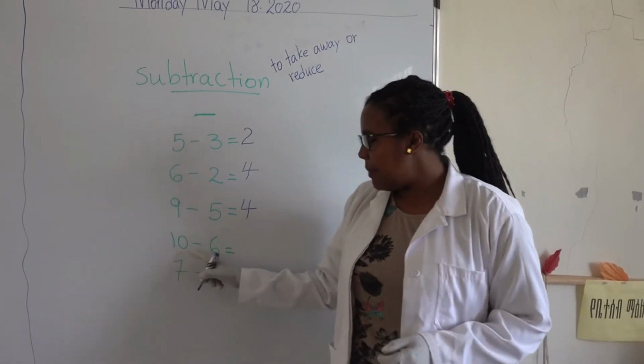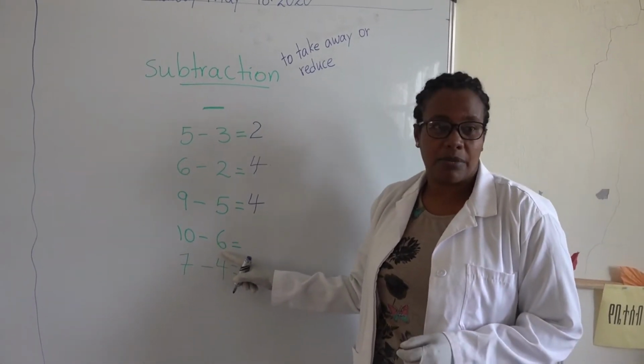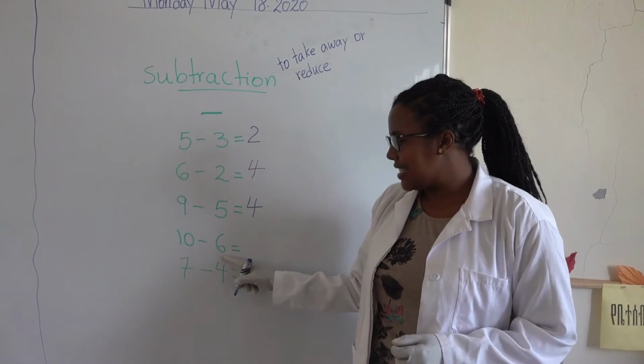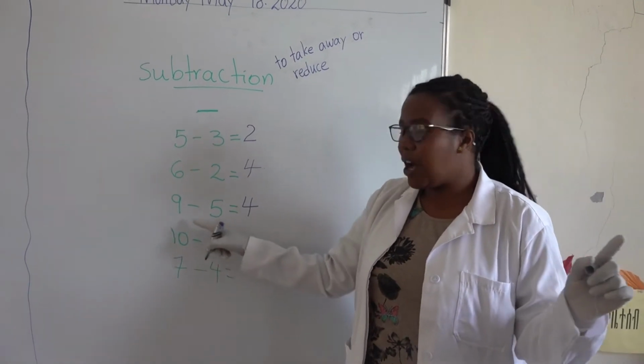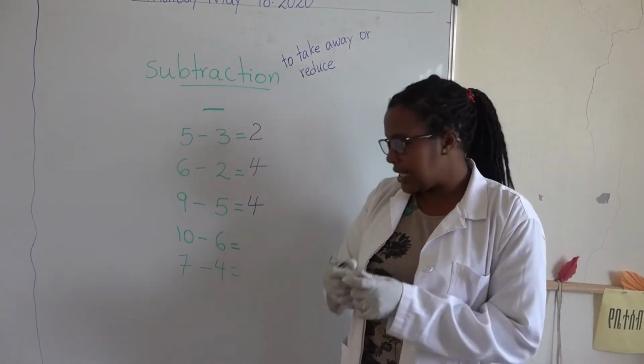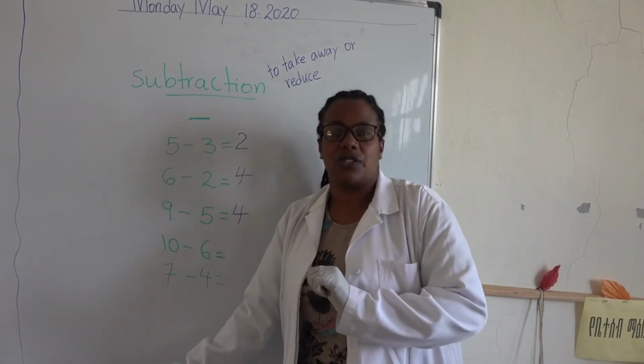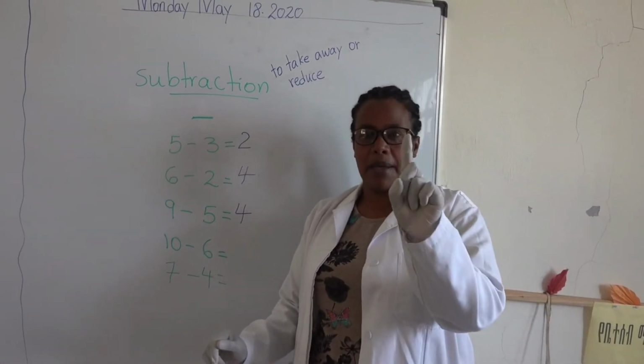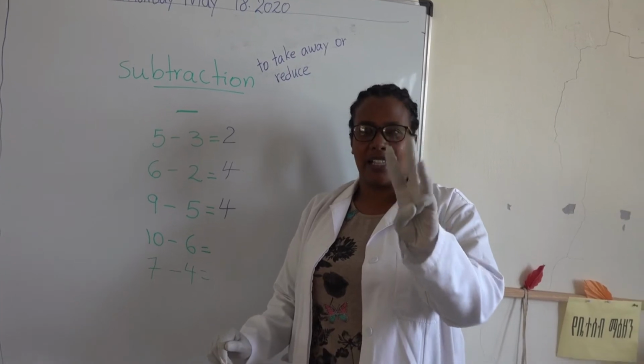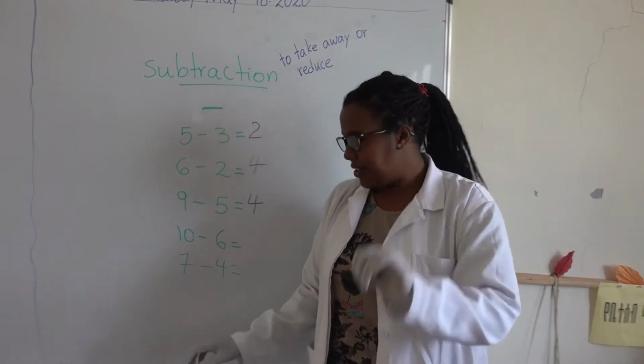Okay, 10 minus 6. Which one is small? Yes, 6. So we will count up to 10. Let's throw 6 first. 6, 7, 8, 9, 10. The answer is 4.